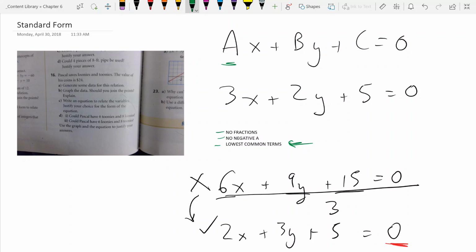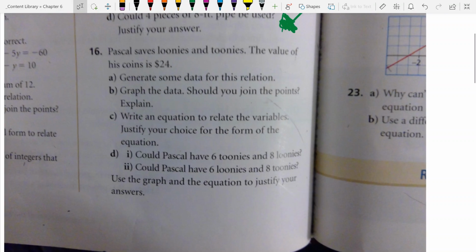The only reason standard form is useful is for questions like this. It's a very specific type of question. It's a little harder to write in y equals mx plus b, so we're going to look at this one and do it. Pascal saves loonies and toonies. The value of his coins is $24. So I need to write an equation for this.